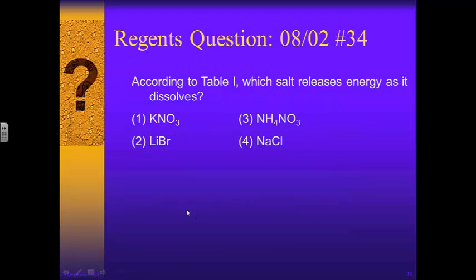According to Table I, which one of these salts releases energy as it dissolves? So this is another way of asking which one has a negative delta H, and that would be LiBr.